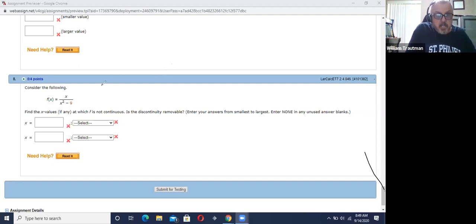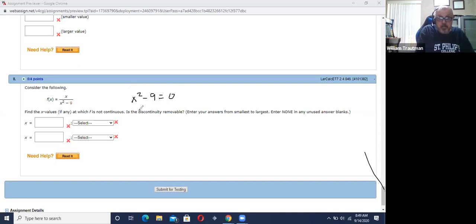All right. Okay, so it says find the x values in which f is not continuous. That's the same way as finding your asymptotes or removable and non-removable. Is this continuity removable or non-removable? Things that are not continuous could make the denominator undefined. So to find if it's not continuous, just find whatever makes the bottom equal to 0.